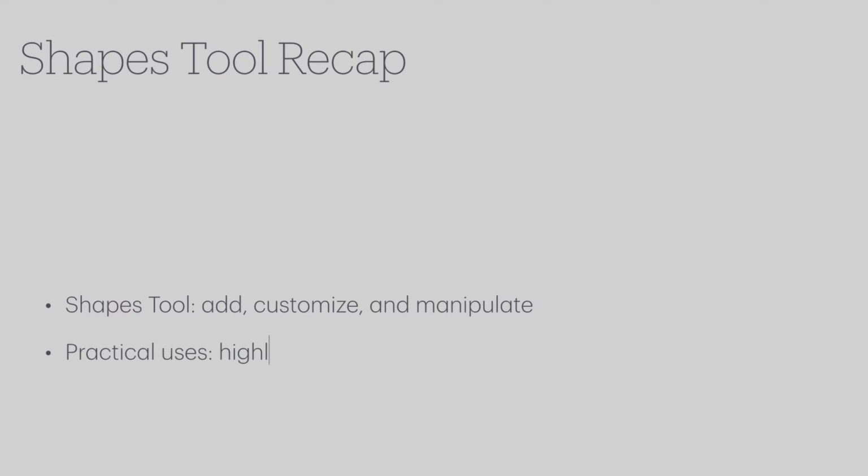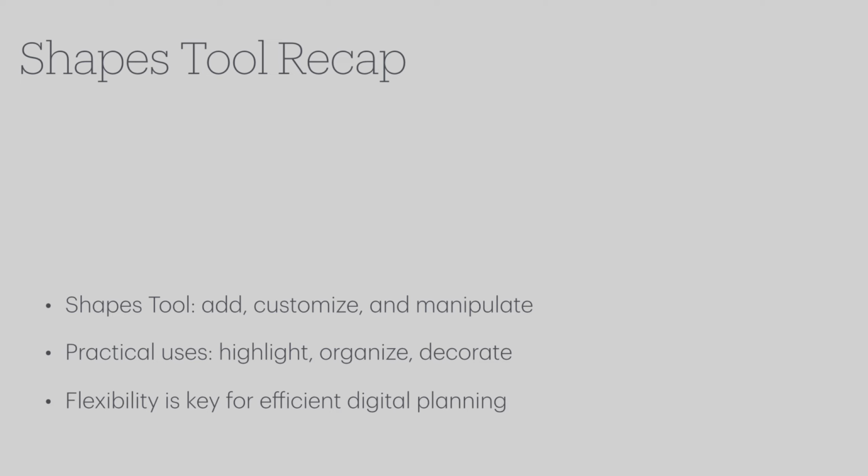And that's it for the shape tool for now. You now know how to add shapes, customize color, style, borders, corner radius, opacity, and apply them practically in your digital planning. Shapes are flexible tools for clarity and organization. In the next lesson, we'll explore sticker collections and how to make your most used elements quickly accessible.